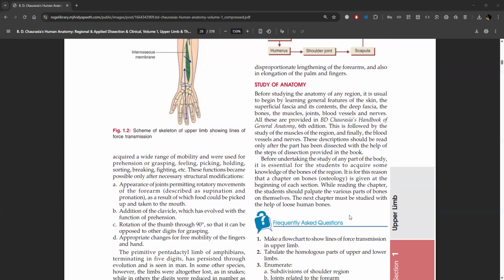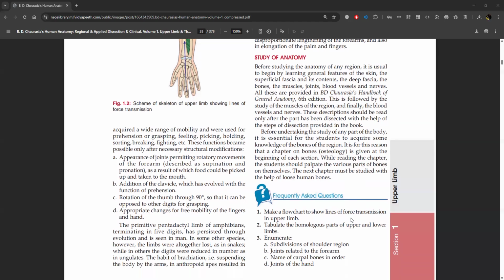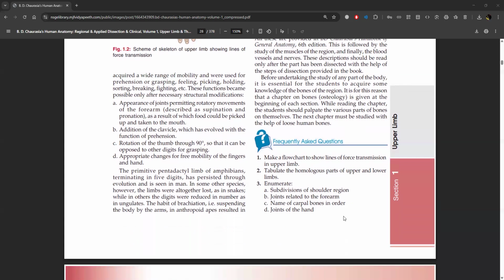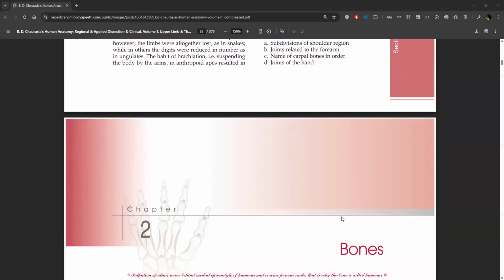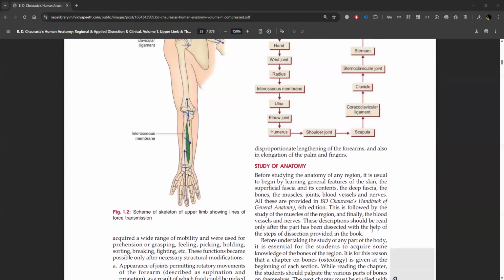These descriptions should be read only after the part has been dissected with the help of the steps of dissection provided in the book. Before undertaking the study of any part of the body, it is essential for the students to acquire some knowledge of the bones of the region. It is for this reason that a chapter on bones, osteology, is given at the beginning of each section. While reading the chapter, the students should palpate the various parts of bones on themselves. The next chapter must be studied with the help of loose human bones. So this was chapter number 1.